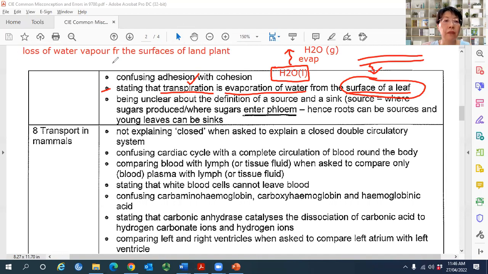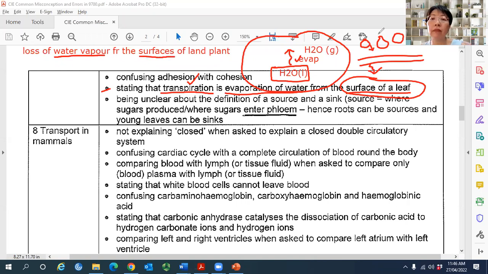Okay, that means to say this one is not transpiration. This thing that occurs inside the leaf is just evaporation only. It is not transpiration because this water is still inside the intercellular air spaces in the leaf. Let's say here, so these are spongy mesophyll cells, right? The water evaporates into these intercellular air spaces. This is not transpiration because based on the definition, it must be loss of water from the surface. This is not the surface yet, it's still inside the plant.